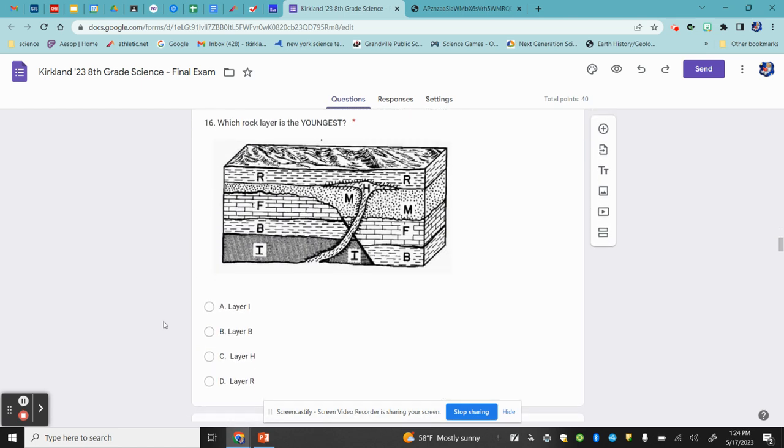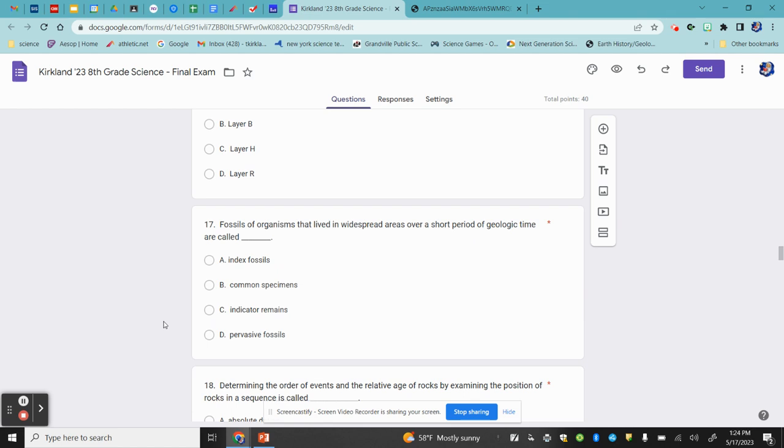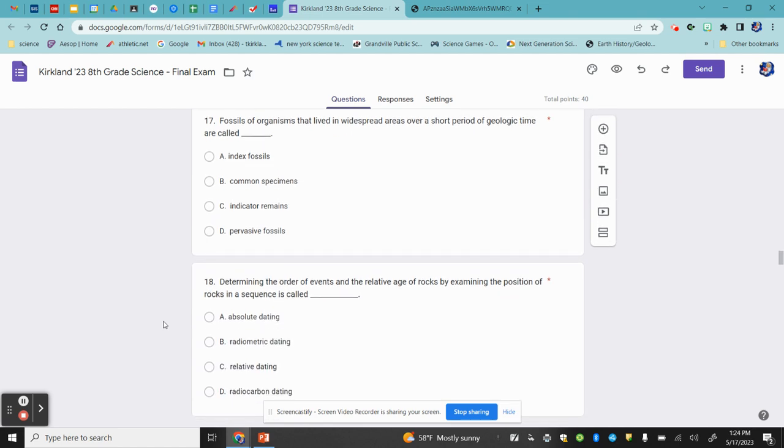16, which layer is the youngest? A, layer I. B, layer B. C, layer H. D, layer R. 17, fossils of organisms that lived in widespread areas over a short period of geologic time are called A, index fossils. B, common specimens. C, indicator remains. D, preserved fossils.